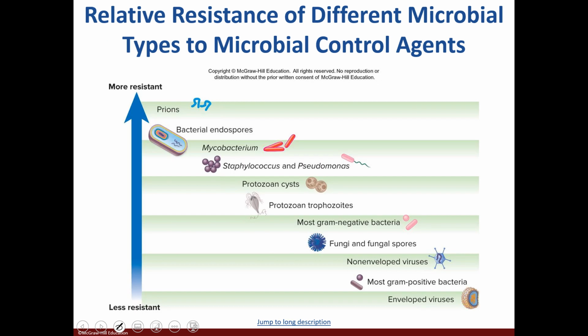Let's look at the resistance of different microbes. The least resistant, meaning easier to target, are the enveloped viruses. At the intermediate level are gram-negative bacteria, like E. coli. We can see our endospores are the most resistant of our common microbes. Prions are the most resistant and difficult to target, but we won't be discussing them in great detail.